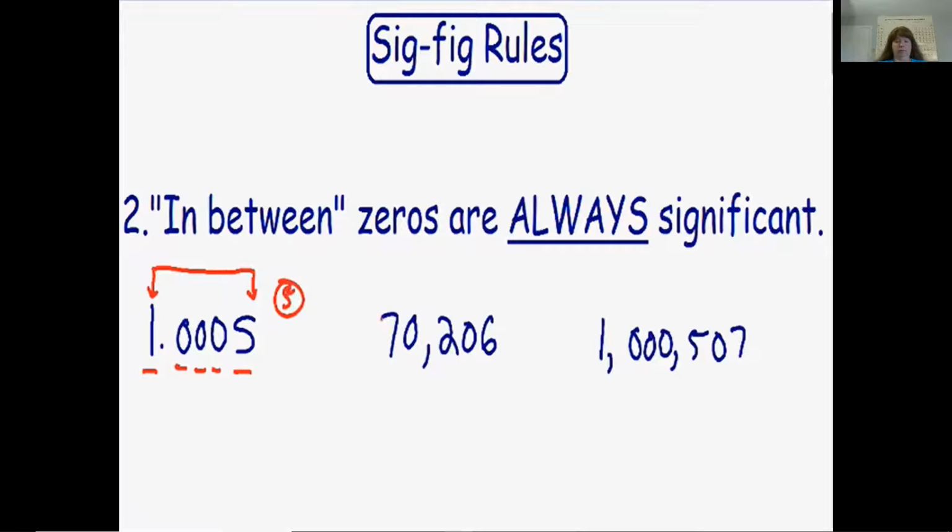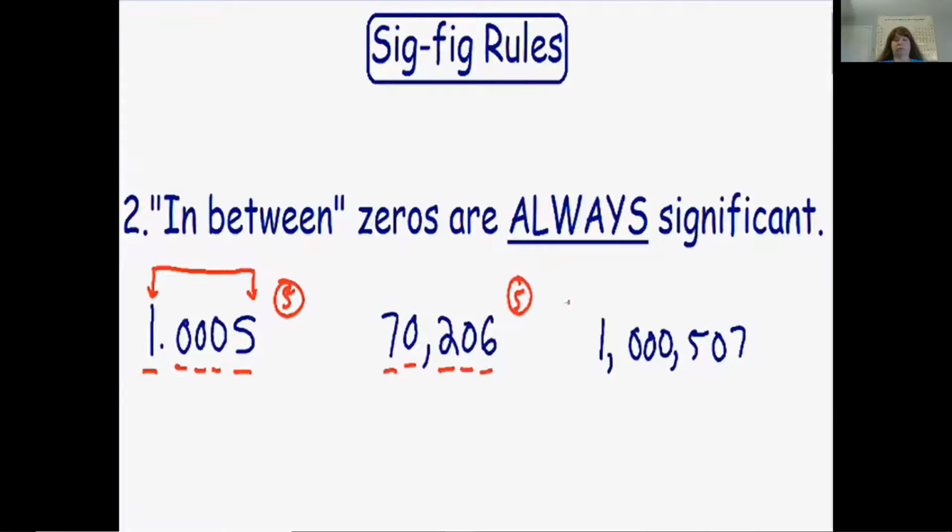Let's do our next example, 70,206. We know that this digit 7 and this digit 2 are non-zero digits, so they are significant. This 0 is in between them, so we know that's also significant. We know that this number 6 is non-zero, so it's significant. And this number 0 is in between them, so that's also significant. So we have 1, 2, 3, 4, 5 significant figures.